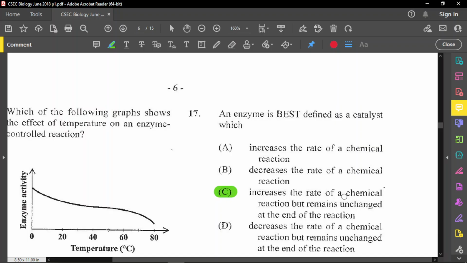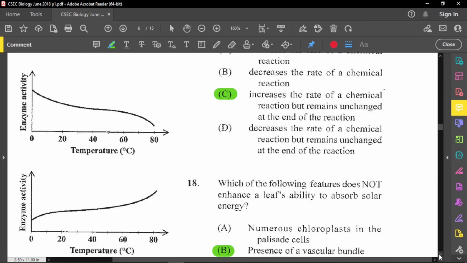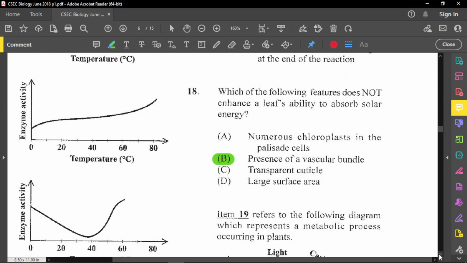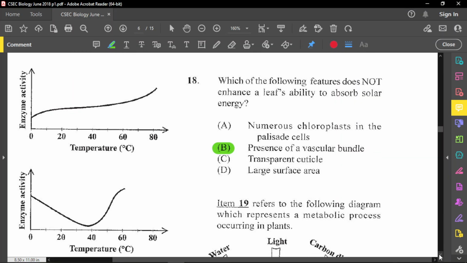And it increases the rate of chemical reaction, but remains unchanged at the end of the reaction. And for that reason, we said enzymes are reusable. All right. So they are biological catalysts because they work in living organisms, and they are reusable. So please note the properties of enzymes, and I also have a lesson with all the properties of enzymes, explaining them, so you can run through that one if you have time.